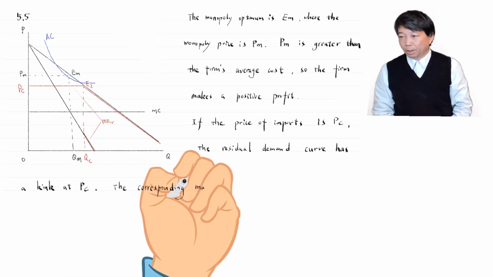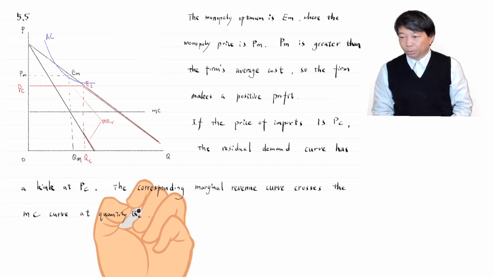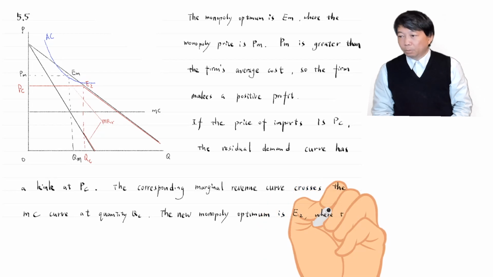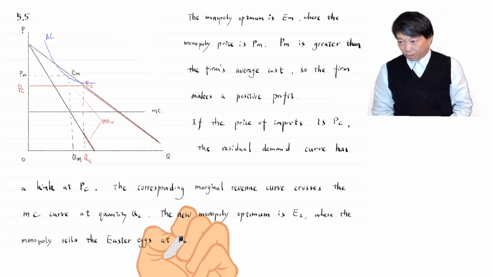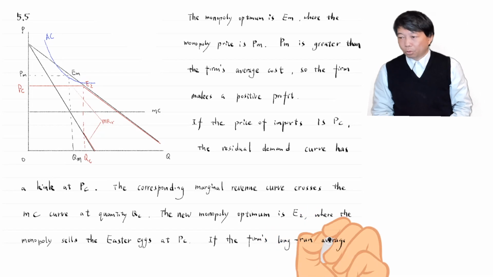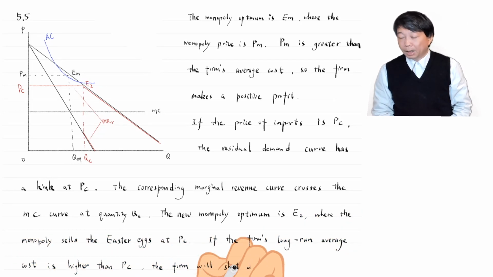The marginal cost curve crosses the marginal revenue curve at quantity QC. The new monopoly optimum is E2, where the monopoly sells the Easter eggs at the price of PC. If the monopoly's long-run average cost at this output is higher than the price of PC, the monopoly will shut down.